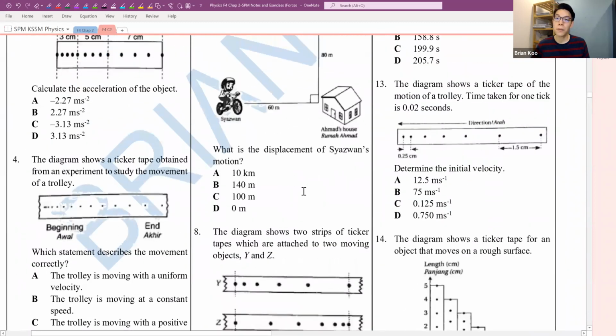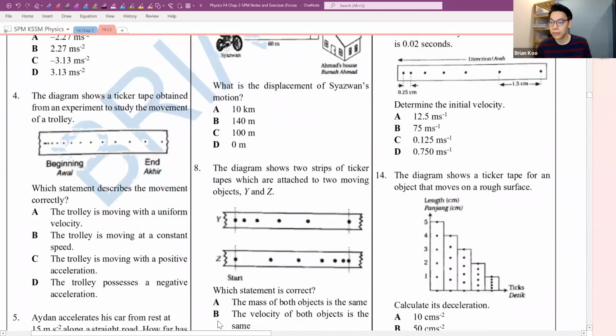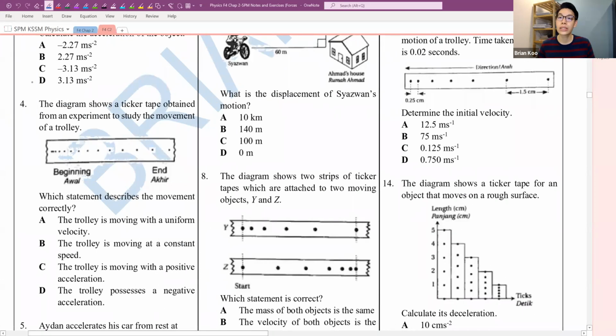Maybe question number 4. Let's go through this. I like to do theory questions. The diagram shows a ticker tape obtained from an experiment to study the movement of the trolley. This diagram is not the best, but it's clear enough for you to see. This is the beginning part, that means the ticker tape goes in here. This one is the end part. Which statement describes the movement correctly?